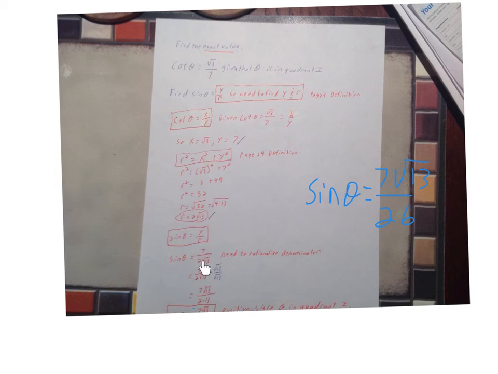So in the numerator, you've got 7 square root of 13. In the denominator, when you multiply square root of 13 times itself, that's just 13. So you have 2 times 13. Over here I kind of ran out of room. Sine theta is 7 square root of 13 over 26. It's positive since it's in the first quadrant.